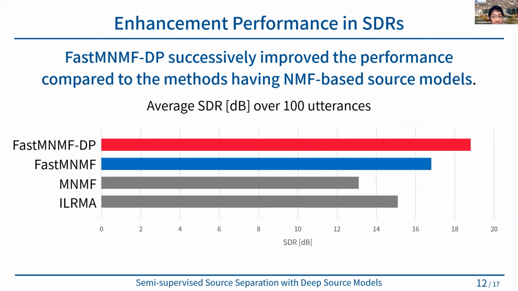I then show the enhancement performance in SDR. These bars show the SDRs of each method, and left is bad and right is good. First, you can see that the FastMNMF is better than the conventional methods, MNMF and EMA. Furthermore, the FastMNMF-DP, which uses the deep source model and is the proposed method, successfully improved the SDRs from the original FastMNMF and also from the MNMF and EMA.